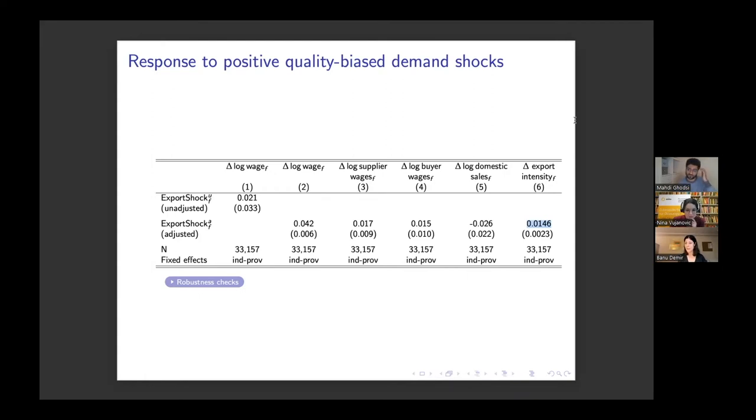It's interesting to see if the effect gets smaller for higher degrees of connections. Yes, exactly. I'll come to that. Okay, thank you.